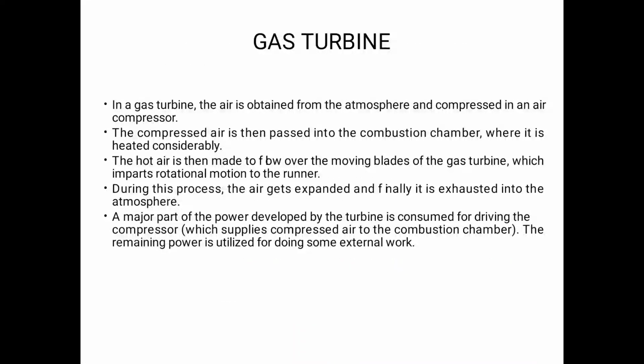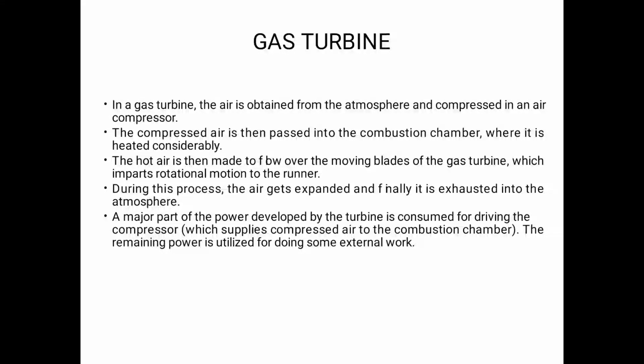Gas turbine. In a gas turbine, the air is obtained from the atmosphere and compressed in an air compressor. The compressed air is then passed into the combustion chamber where it is heated to a constant level. The hot air is then made to flow over the moving blades of the gas turbine, which impart rotary motion to the runner. During this process, the air expands and is finally exhausted into the atmosphere.